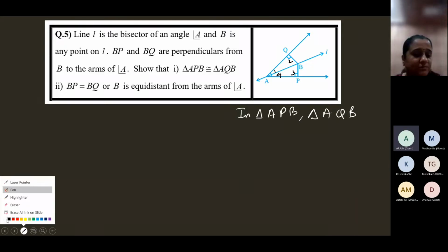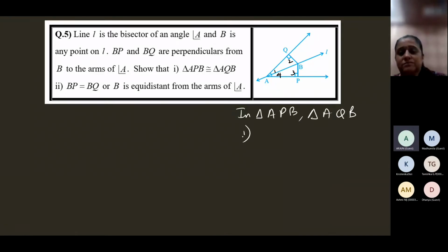Yes, Srijana, please go ahead. Angle APB equals angle AQB. Now tell me, use the numbers I've marked. Use the numbers. I've marked the angles.